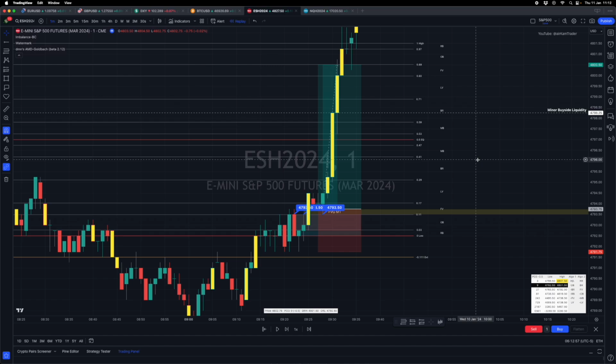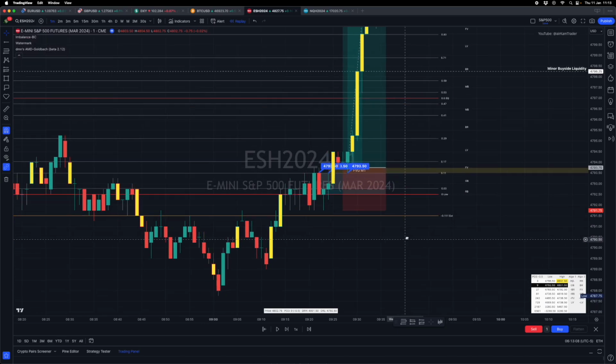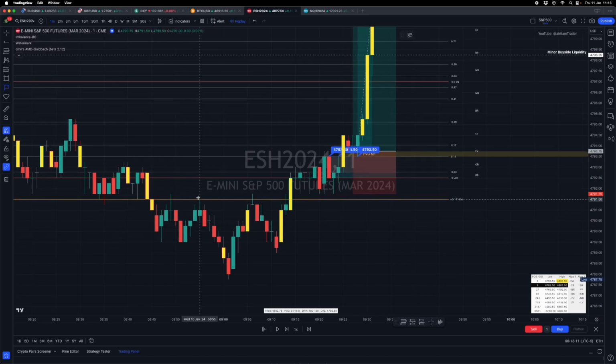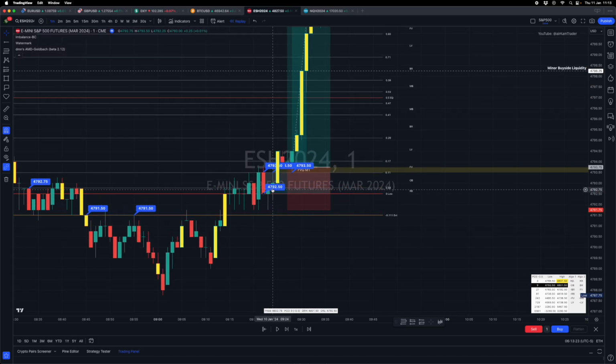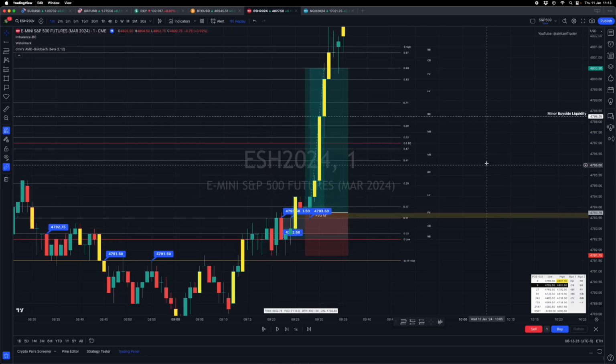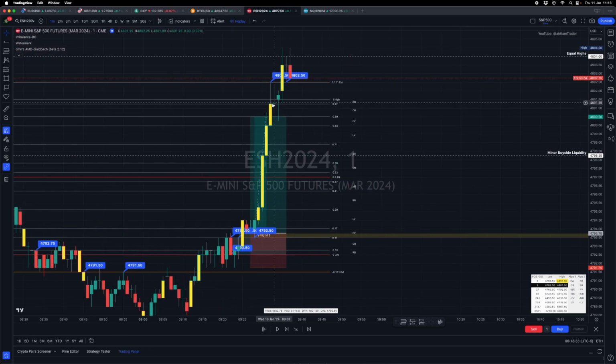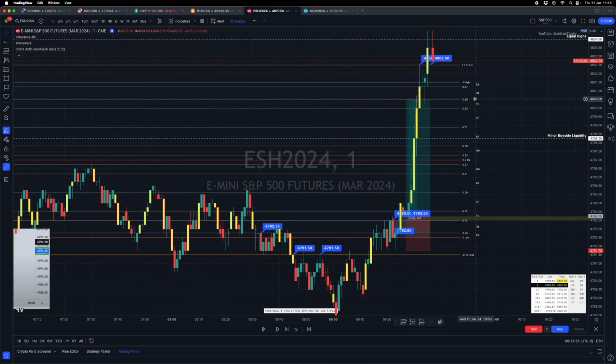Just because Agent Smith is saying Goldbach isn't real doesn't mean price does not respect it. You will see so many examples if you just look at the charts of how precise Goldbach is. It's not random. Okay? The rejection block wick, the order block, the fair value gap, bouncing off the extension. It's all there.